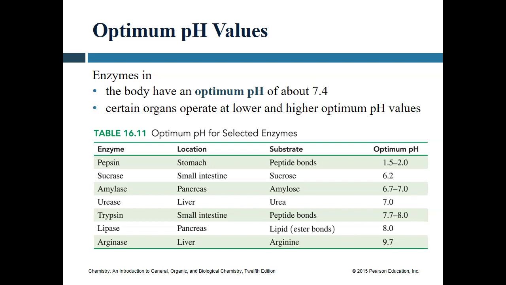And so pepsin, which is in your stomach, the primary purpose is to break down peptide bonds, break down proteins. Optimum pH range for it is between 1.5 and 2. You know, a lot of the ones in your small intestine vary. So sucrase, which breaks down the sucrose in your body, has an optimum pH of 6.2. Trypsin, which is another protein breaker, has an optimal pH somewhere between 7.7 and 8. So most of your body's enzymes run at 7.4. But understand, not all of them do.